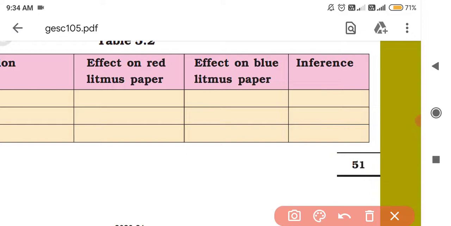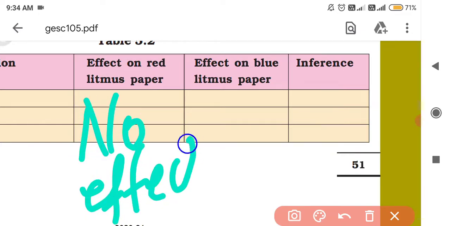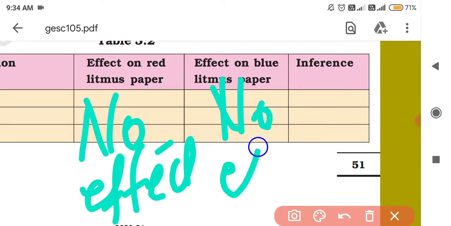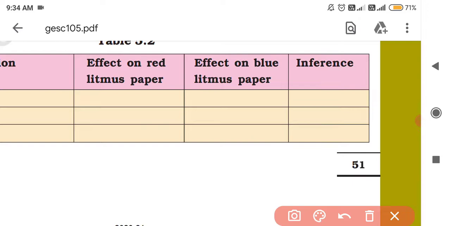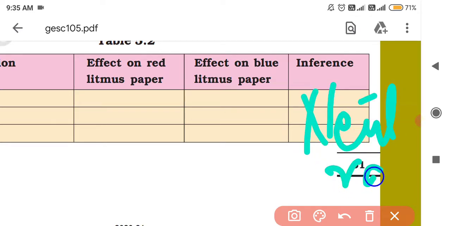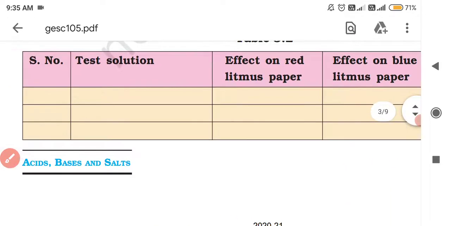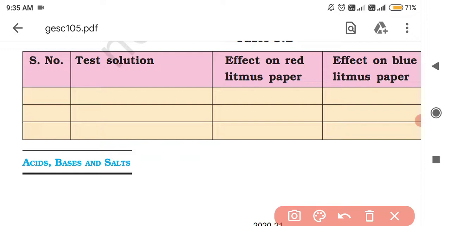So what is the nature of common salt solution? It is neutral, and there will be no effect neither in red litmus, nor in blue litmus. There will be no effect at all. Okay, and what can you write under inference? It is neutral in nature. Okay, neutral, simple.